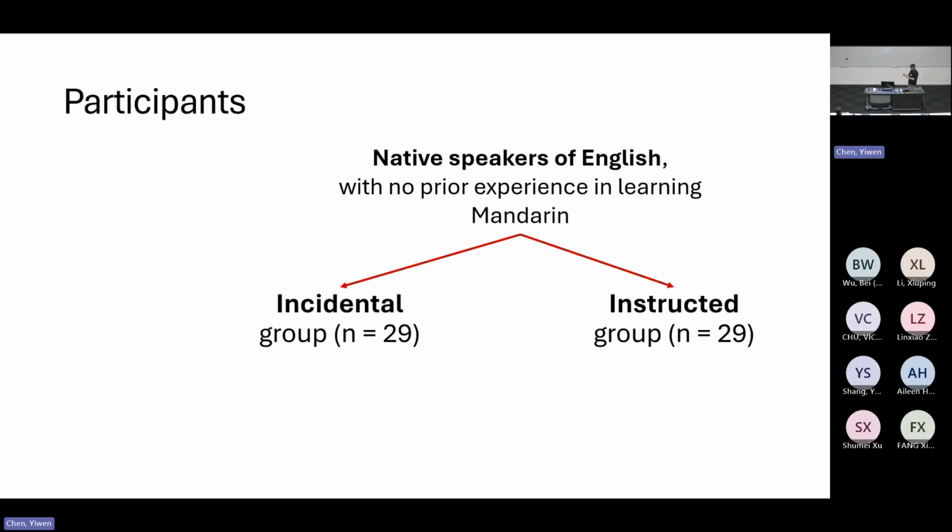You're going to hear a word and you're going to see two objects. Your task is very simple. The word that you hear is associated with the left object or the right object. That's it. We don't tell them it's about learning Mandarin. The instructed group is different. We tell them something about the language. Other than that, the groups are the same.